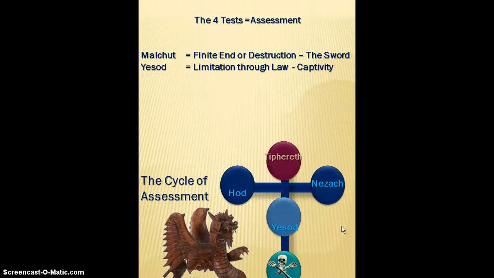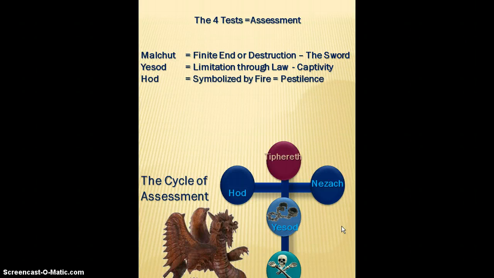We also discovered in the same session that Yesod, representing law, is limitation. It is squeezing something and making it conform to a certain set of rules, and that corresponds to captivity.